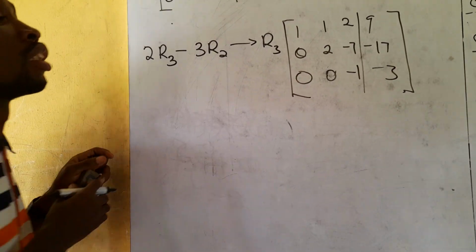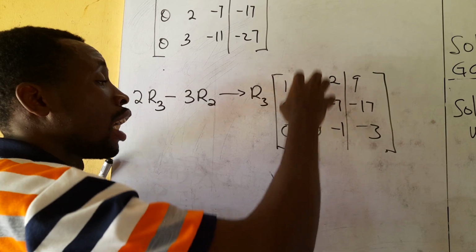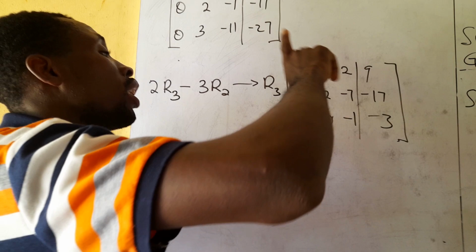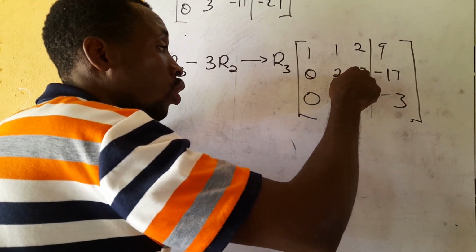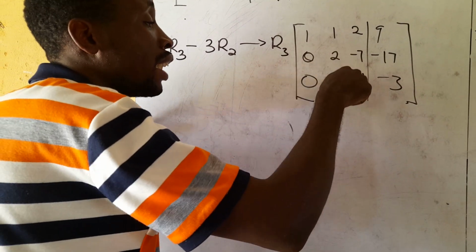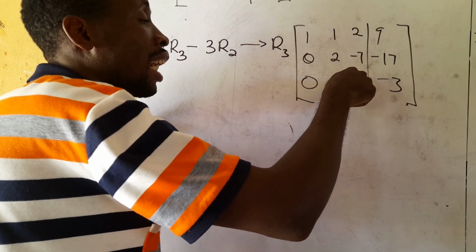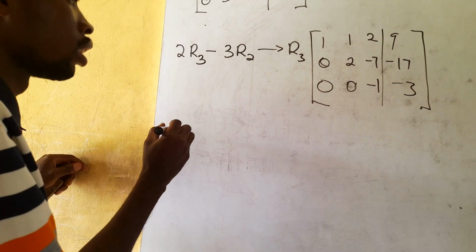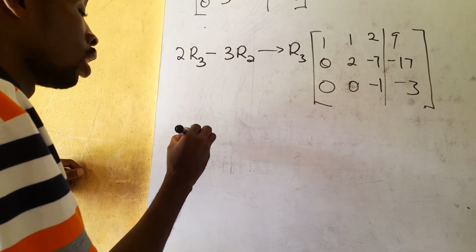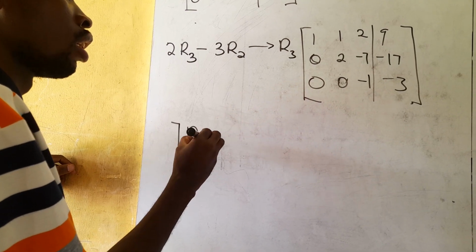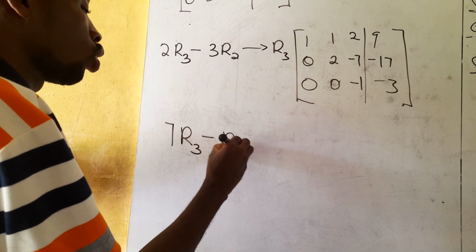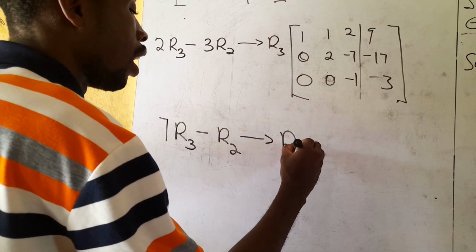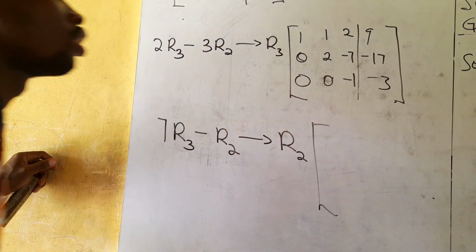So the next thing is that we make the entry below it 0. Now the entry above it, we make it what? We make it also 0. Now I want to make this one 0. How do I make it 0? If I multiply this by 7, and I subtract it from this, it becomes 0. So we say that 7 times R3 minus R2, okay, 7 times this minus that should be substituted into our R2. So how do we do that?